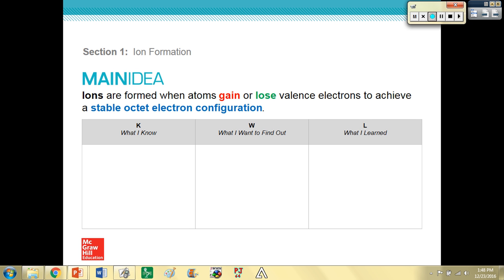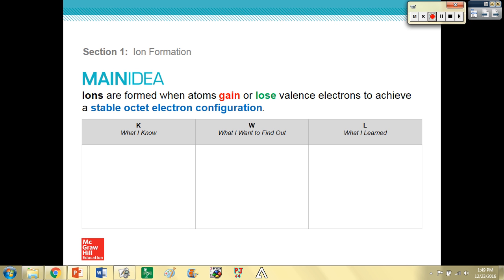The main point here is for you to understand how to create an ion. And as the main idea says here, ions are formed when atoms are gaining or losing valence electrons. This is different than sharing electrons. When we talked about sharing, which was covalent bonding, the atoms will have a partial charge because they don't completely lose or completely gain electrons. They just share them. In ionic bonding, we're talking about a full, complete transfer.